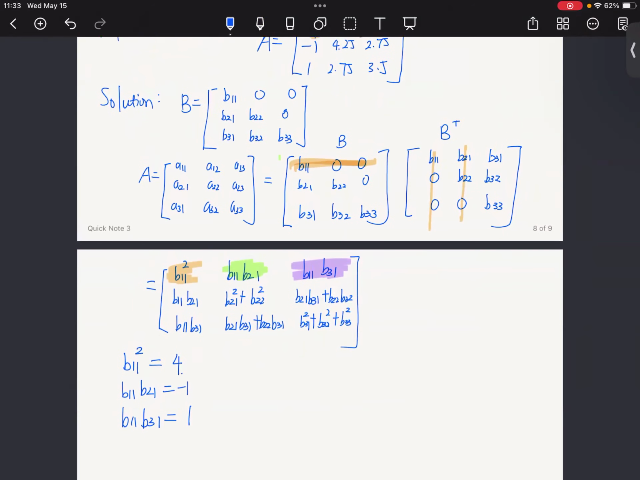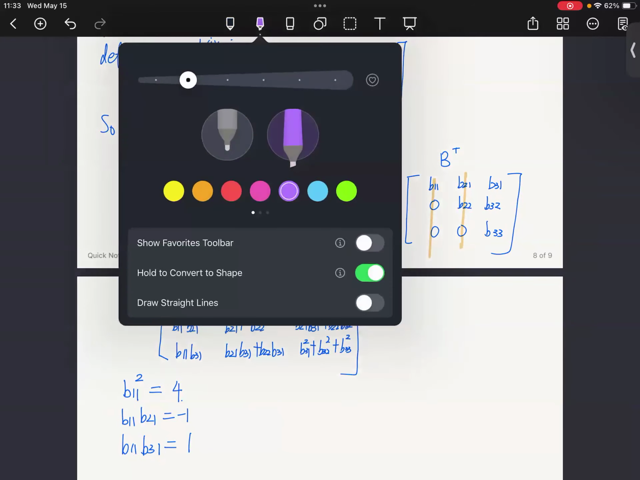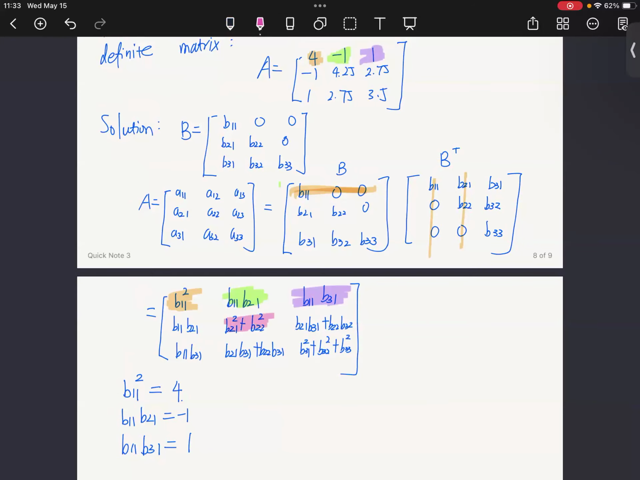And next, what do we have? We have the things on the diagonal. And that is the B21, B22. And then I got this one, and I just compared the components at the same positions. I got B21 square, plus B22 square, equals 4.25.